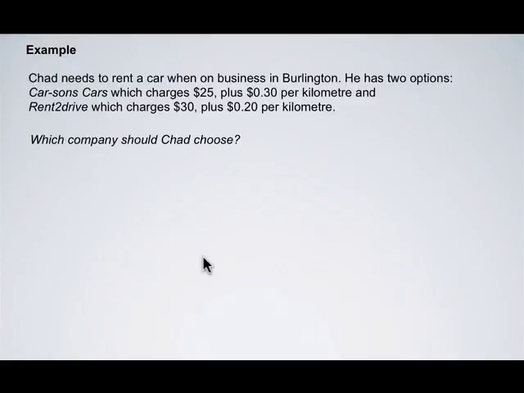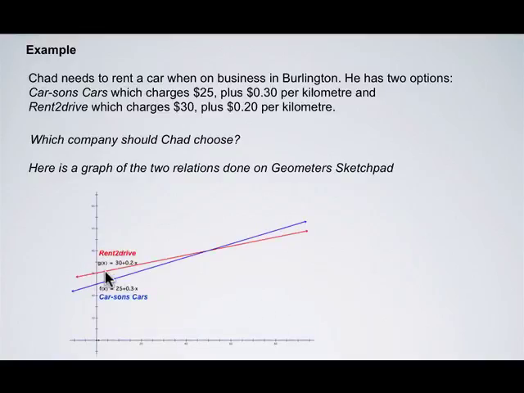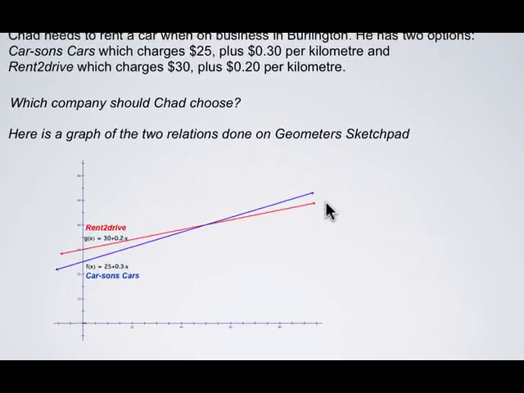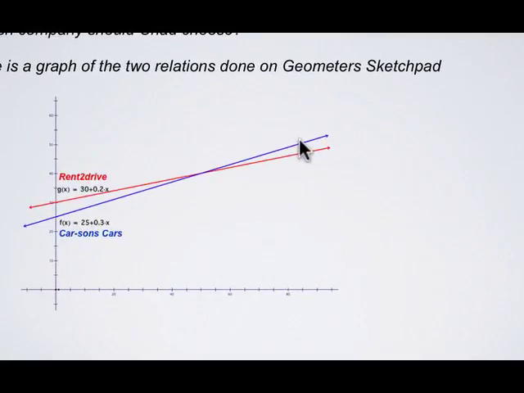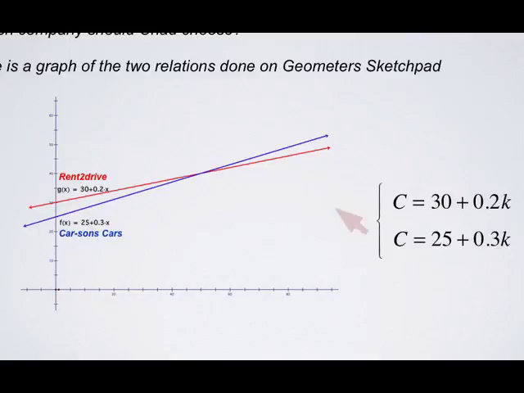So now, after doing the graph on Geometry Sketchpad, we're going to take a look at this situation. Here you can see that I've got the two lines in different colors. The blue line represents the linear equation for Carson's Cars, and the red line represents the rental cost for Rent to Drive. The first equation, C equals 30 plus 0.2K, is Rent to Drive, and C equals 25 plus 0.3K is the blue line, which is Carson's Cars. On this grid, we've got these two linear equations represented together.